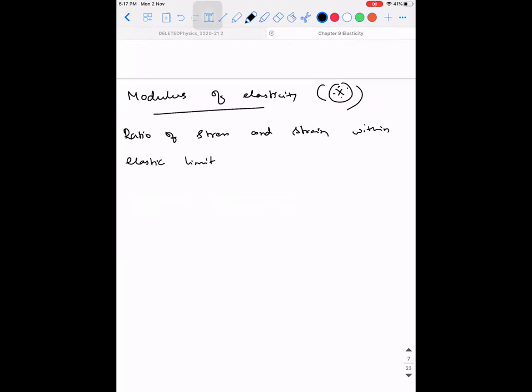Ratio of stress and strain within elastic limit is what is called as modulus of elasticity. So what is going to be the SI unit of it? It is Newton per meter square, because stress is measured in Newton per meter square. Strain is dimensionless. So Newton per meter square by 1 is Newton per meter square. Right? Next.